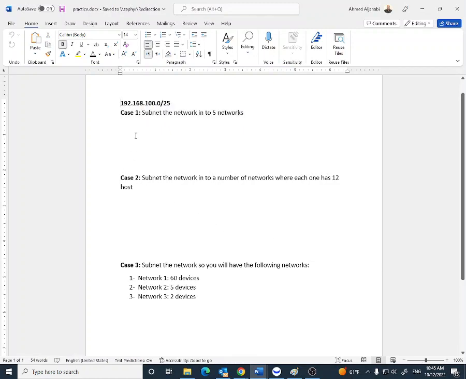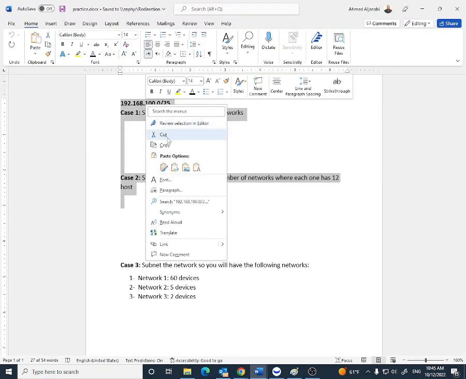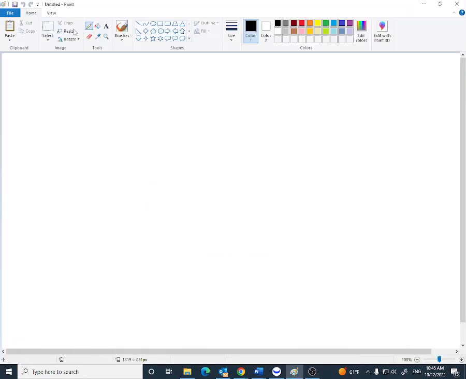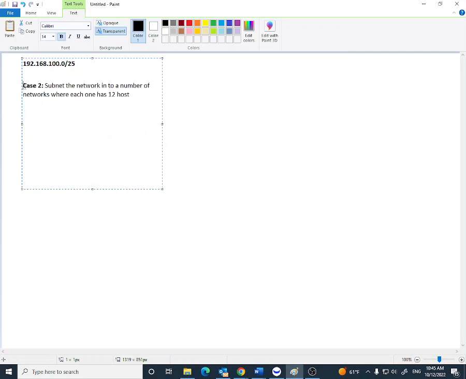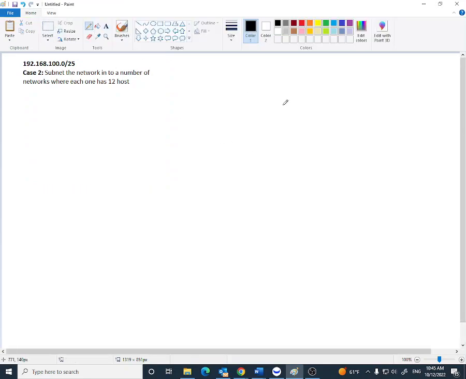let me just copy this. And let me put it here. So now for case number 2, we are given a number of networks that we don't know, but we know every single network should have 12 hosts. So we're going to do the same thing we did before. This is how we start usually.